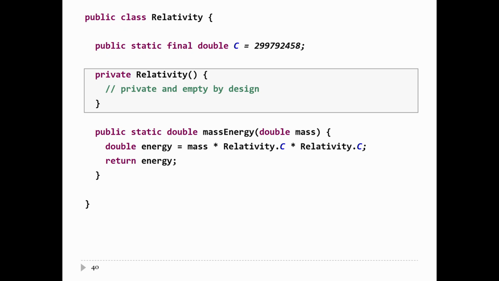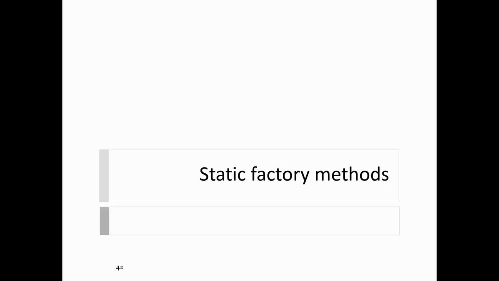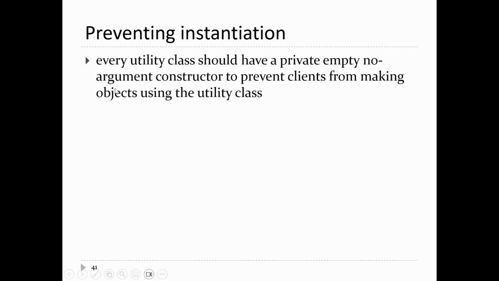That's a utility class. Everything's static, there's a private constructor. So every utility class should have a private, usually empty, no argument constructor, and that's to prevent other people from making objects of that type. And that's all there is to say about utility classes. They're very easy to make.